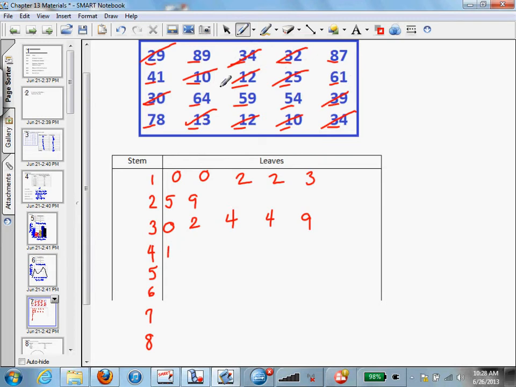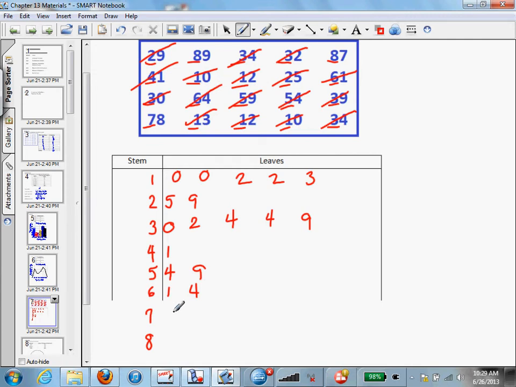With 4, we have just 41. With 5, we have 4 for 54. We have 9 for 59. Okay, for 6, we have 61, so we'll place a 1 right there. We have 64, so let's put a 4 in here.